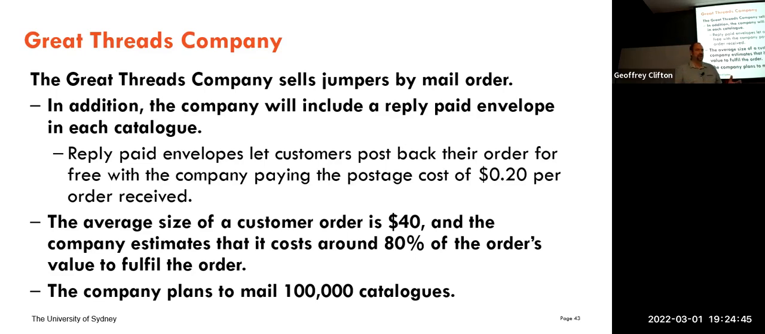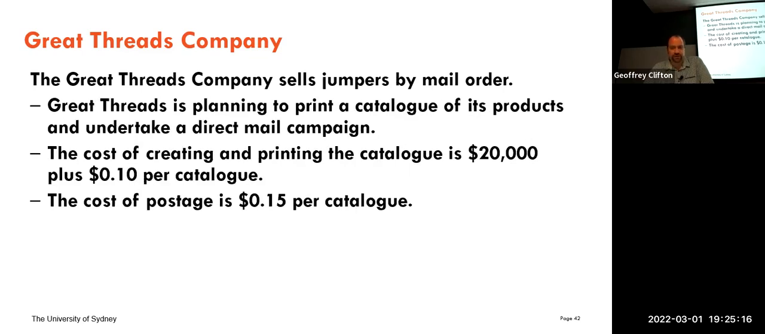The last thing you need to know is, well, how many catalogs are you planning to send out? And they say, well, we plan to send out 100,000. So does that make sense now? Yep. Any questions about that? They expect to send out 100,000 catalogs, an average size of a customer order about $40, and around 80% of the order value will be the cost of fulfillment, plus then the postage out, postage back, and the cost of printing the catalog in the first place.